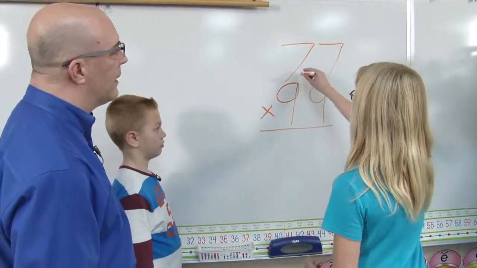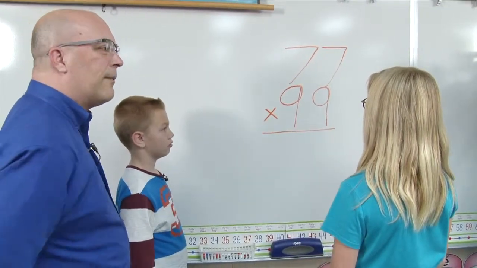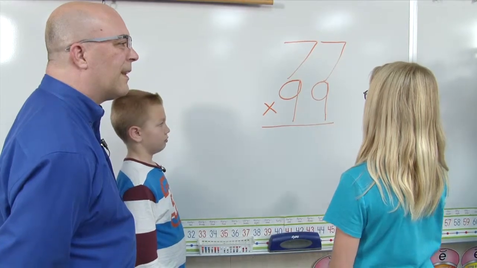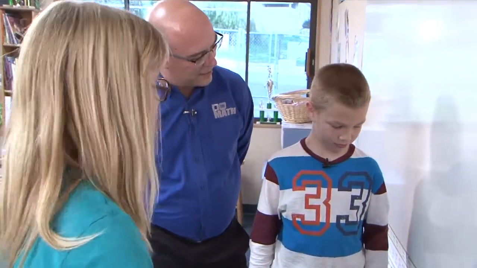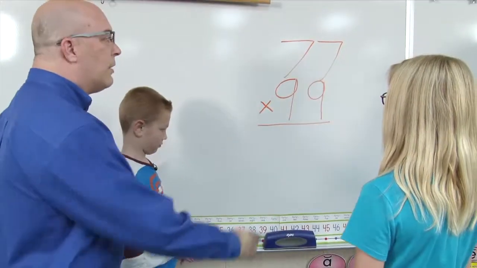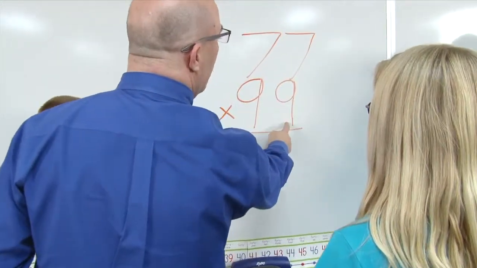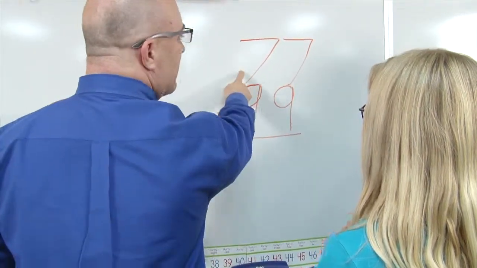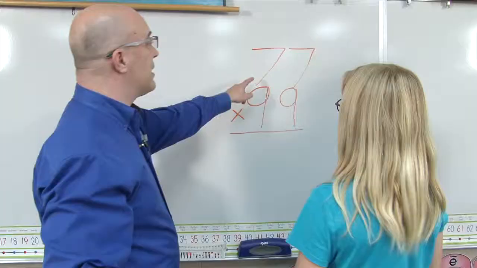Going this way, and then this way, and then that way. Do you agree with that way? How about if we start with the ones place? We'll multiply 9 times 7, and then 9 times this 7. But this 7 isn't just 7. What does it represent? Is it 7 or is it something bigger than 7? 70. Right, 70, because this is in the tens place.